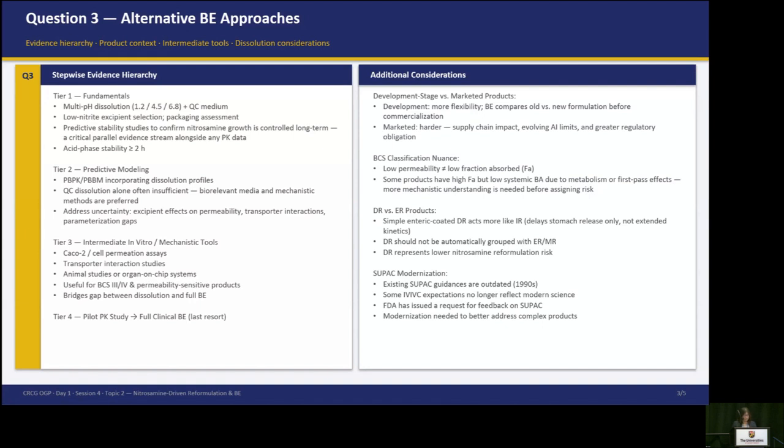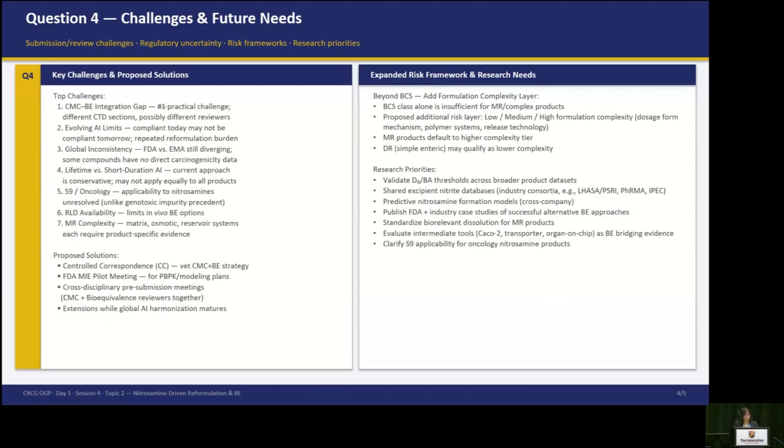And here it is interesting that the group also discussed the DR versus the extended release products. So the conclusion is similar: simple enteric-coated DR products act more like the IR products. And the group also thinks that the shoe pack needs to be updated. So for question 4, the key challenges and the proposed solutions.